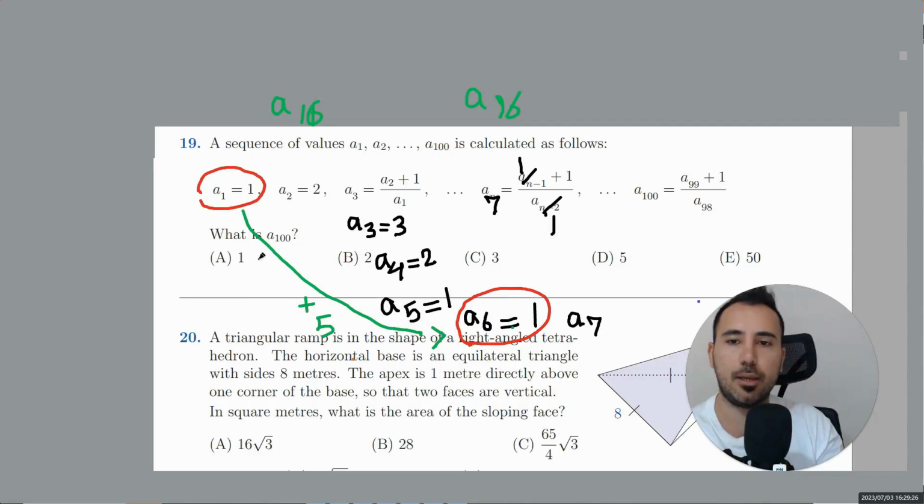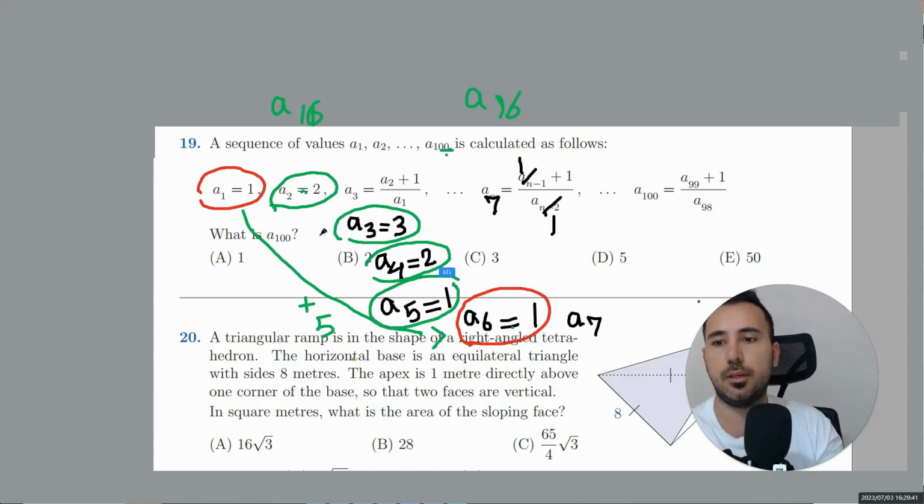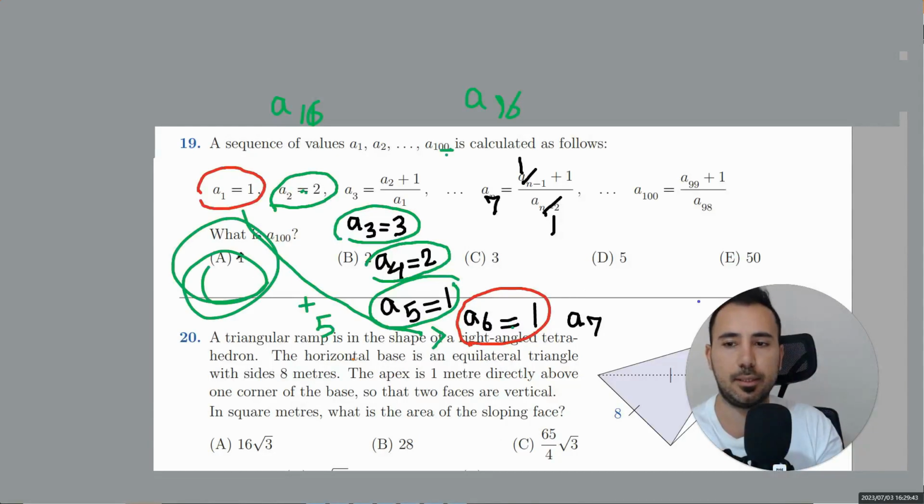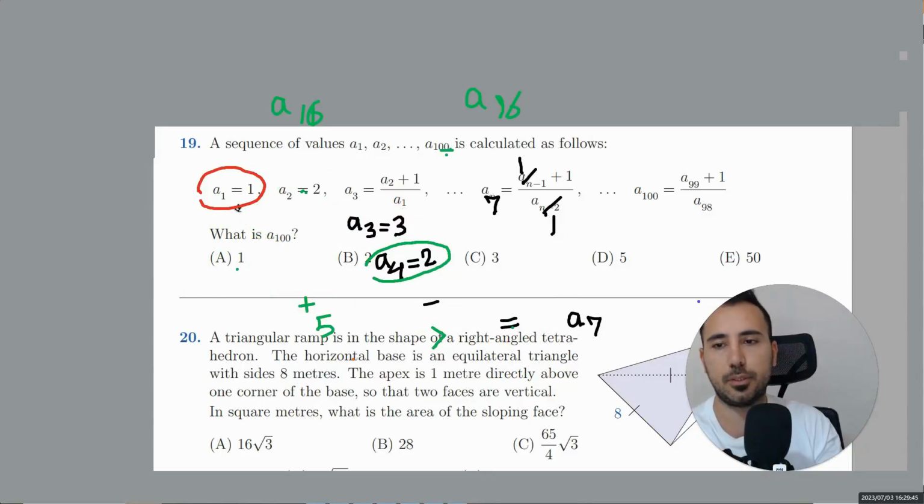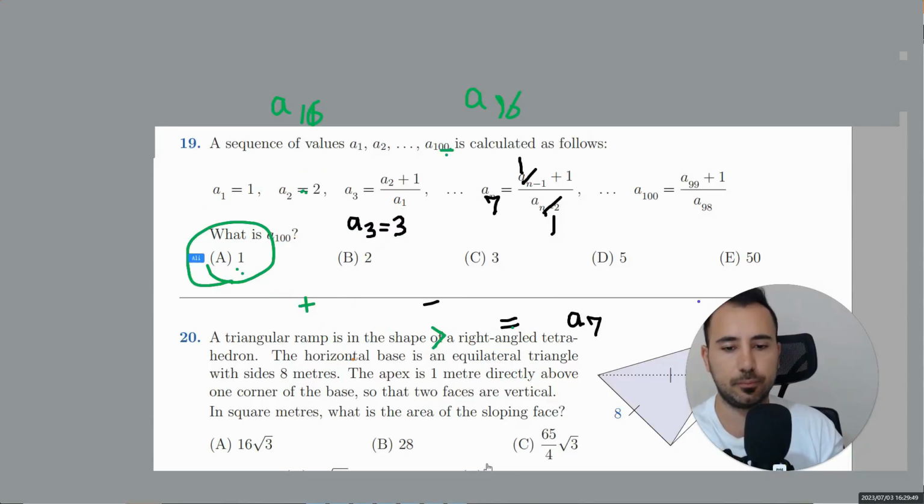We're here. So A97 is this one. A98 is this one. A99 is this one. So A100 is again 1. So the answer will be A1. Let me clear it. This is the right answer.